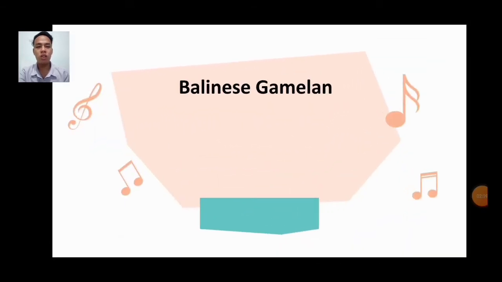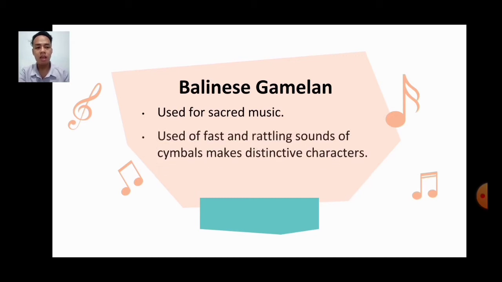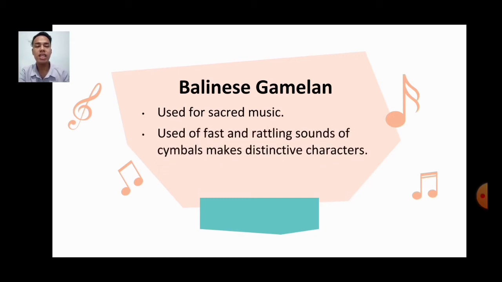Next is what we call the Balinese gamelan. It is used for sacred music. Second, the use of fast and rattling sounds of cymbals makes a distinctive character. Here is a trivia about the gamelan music of Indonesia. Indonesia has many music schools where you can take formal lessons in gamelan. This shows how popular gamelan is.